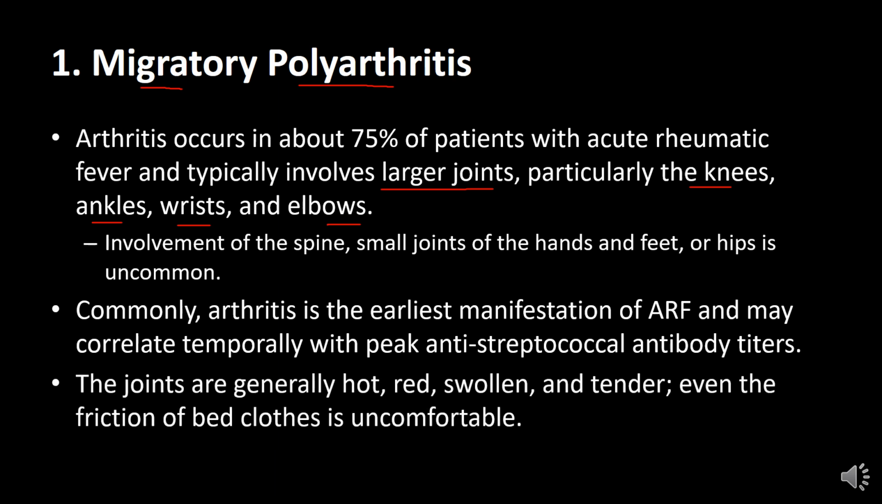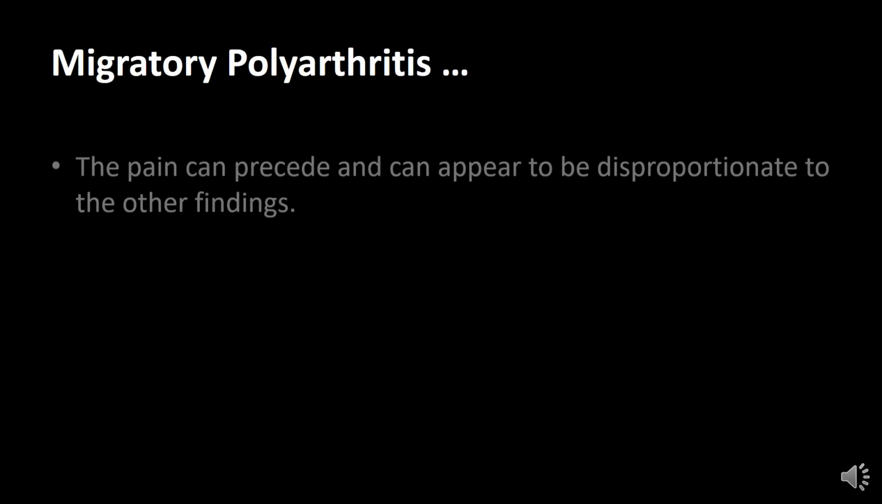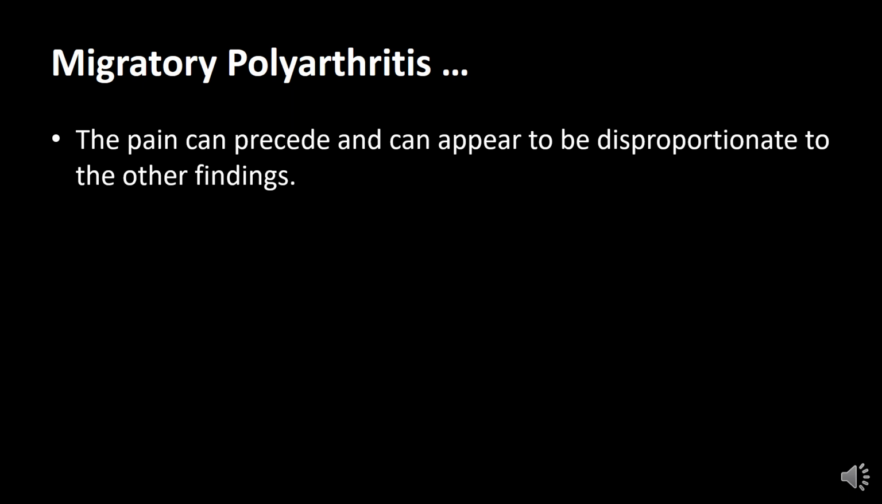The joints are generally hot, red, and swollen, and tender. Those are just signs of inflammation. And sometimes it is so disturbing that even when a child sleeps and the joints are touched by the blanket or the sheets, they become uncomfortable. It is that bad. And sometimes the pain that the child may be experiencing may not correlate very well with what you're finding as a clinician. That means the pain is so much compared to the signs of inflammation that can be observed. That is something that happens with these children when they present with polyarthritis.